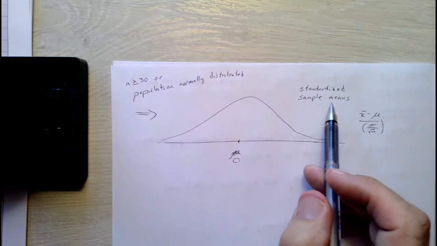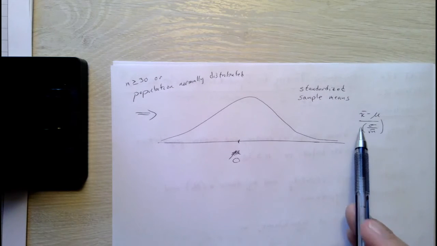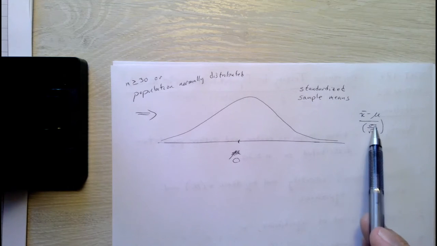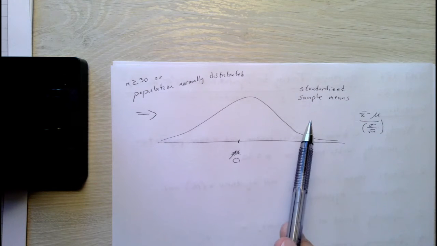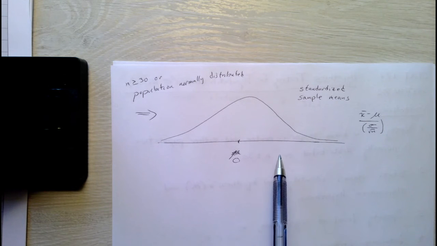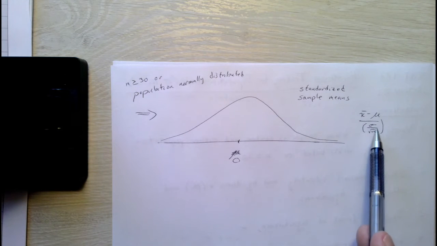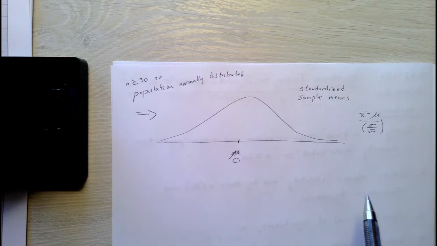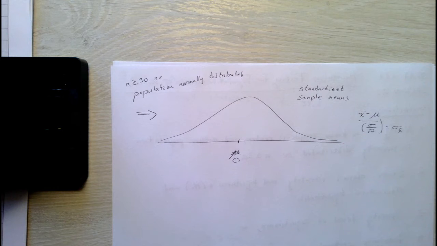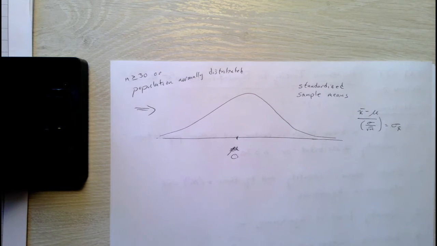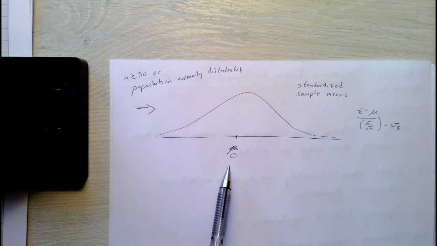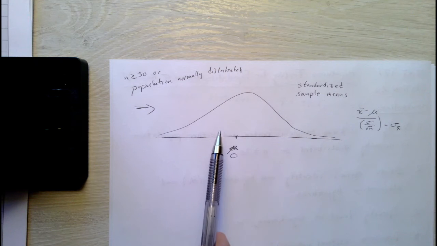then the standardized sample means, that is, the numbers of this form, have a standard normal distribution. Okay, so this number, this is what we call the standardized test statistic in this case, because remember that sigma over square root of n, this is sigma x bar, right? After all, so we have, this is the standard normal distribution.